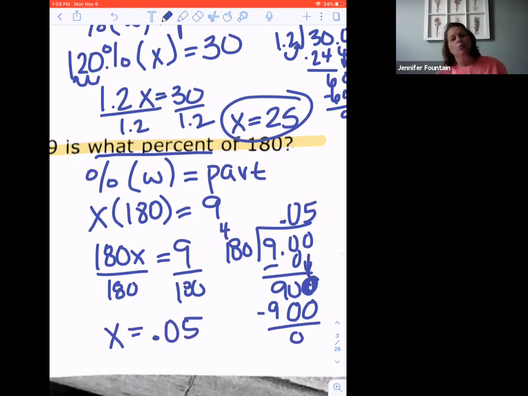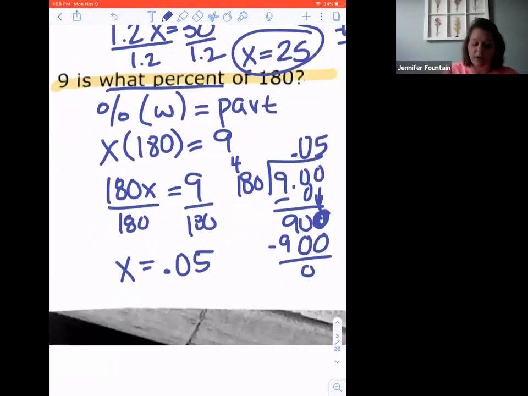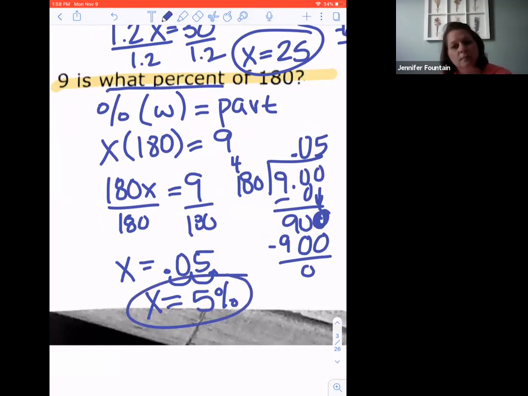My question asked me what percent. So now I know I need to change 0.05 to a percent by moving my decimal 2 places to the right and adding a percent sign. So x equals 5%. Questions? Awesome.